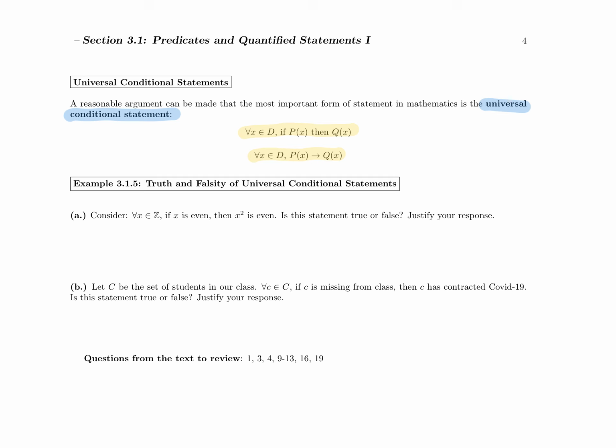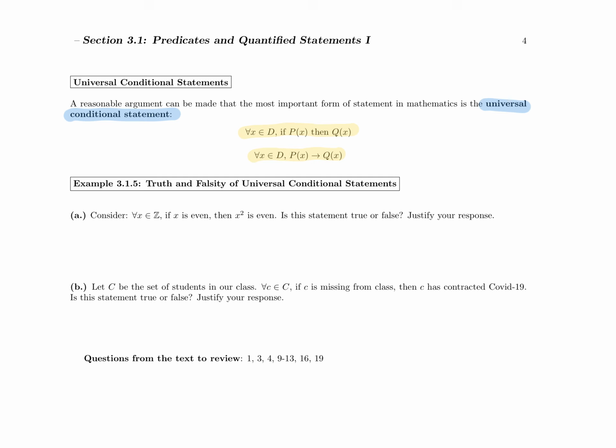So in example 3.1.5, we wanted to determine the truth or falsity of universal conditional statements. Consider the statement: for all x in the set of integers, if x is even, then x squared is even. Is this statement true or is it false? Well, this is kind of going to bring us into a little bit of a preview of what we're going to be doing in chapter 4.